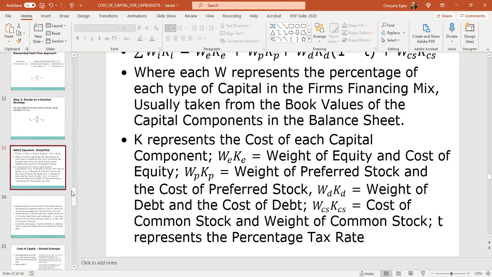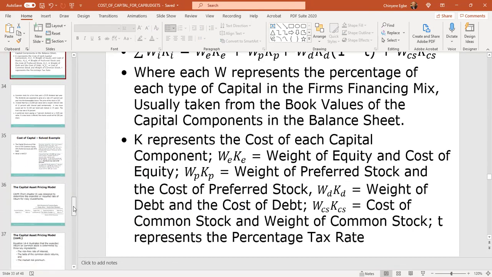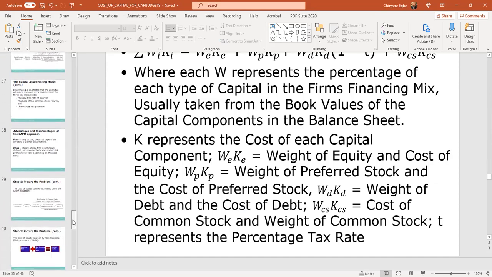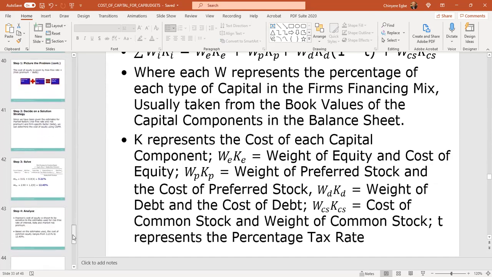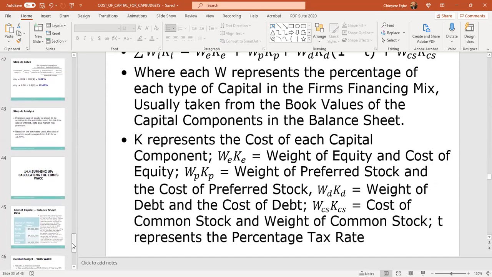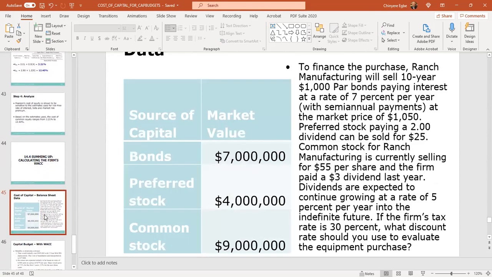Okay, this is essentially the same explanations that we had before. Let us see if we have an example of weights. Okay, here is another problem.